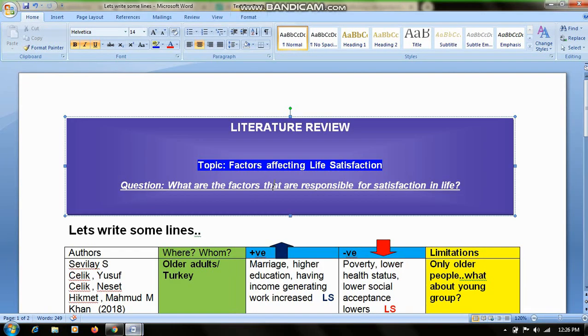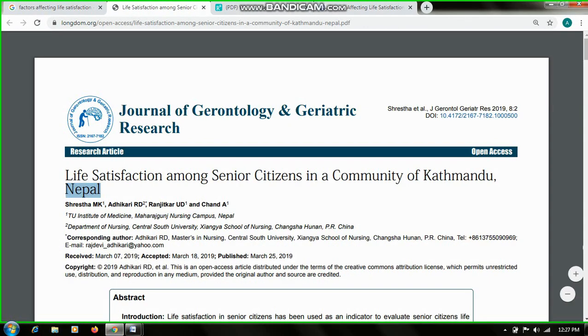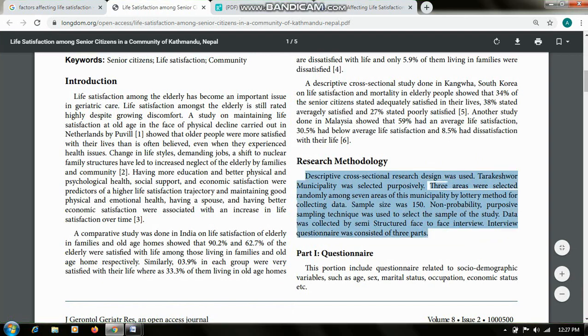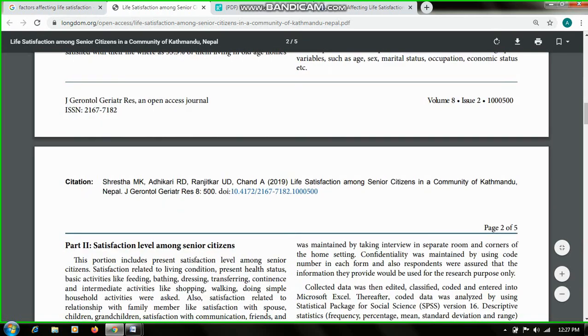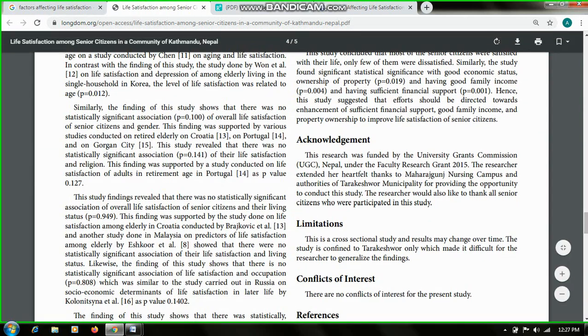Now what you will do, you will make a matrix of key information like who are the authors, where the study was conducted, what are the factors affecting life satisfaction, and what are the limitations of the study. You will go to the abstract or conclusion for a very quick review of the actual findings. It's better to read the whole text, but for this video I've already gone through the articles, so I know where the key information is.